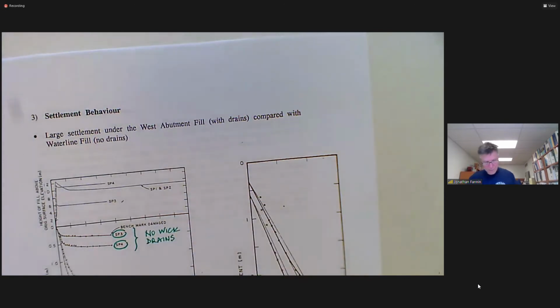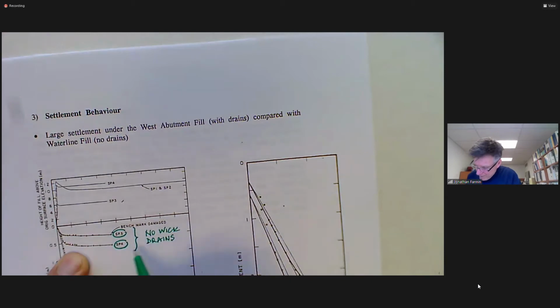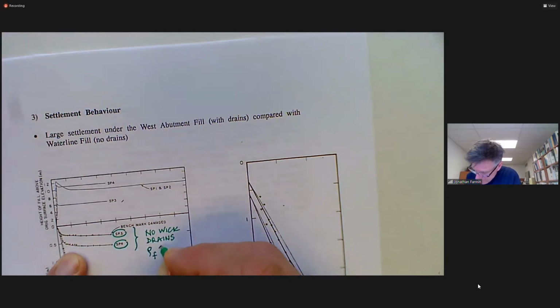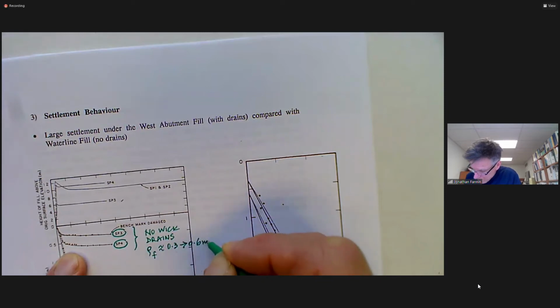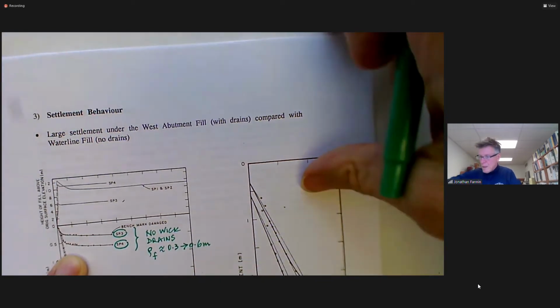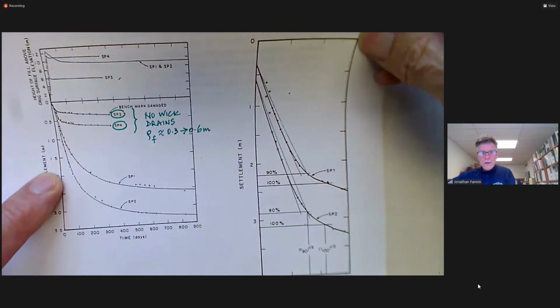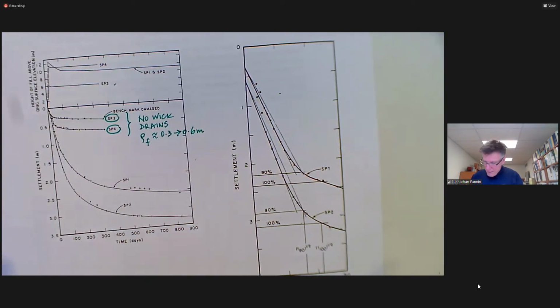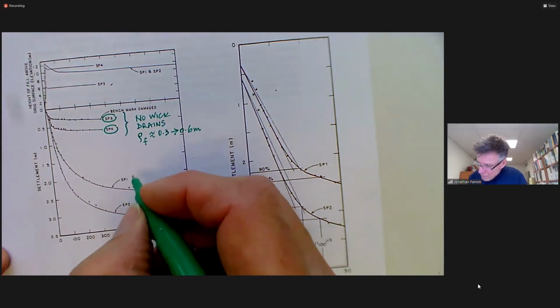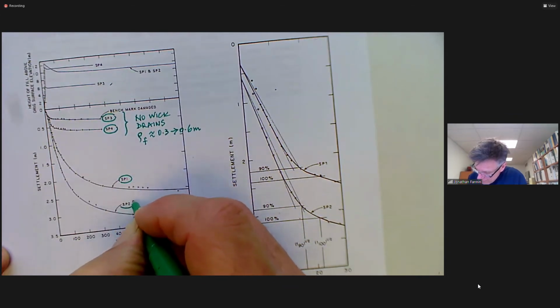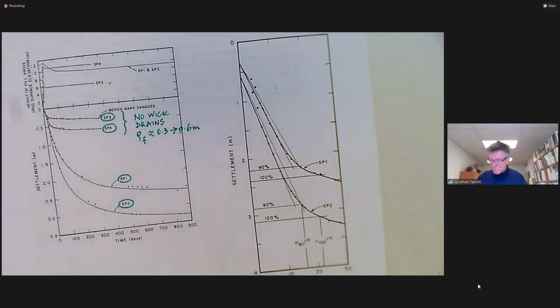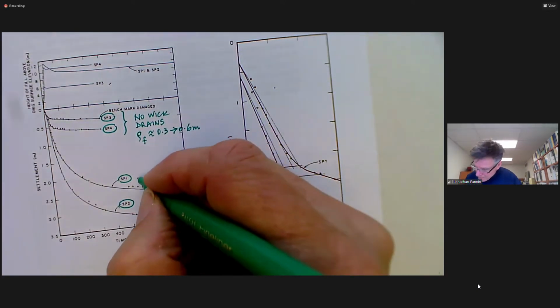And it's our final settlement. I'm going to use the same symbols in the range 0.3 to 0.6 meters. Okay. And if we go and we look at the waterline, sorry, the west abutment fill, SP1 and SP2, it has wick drains.